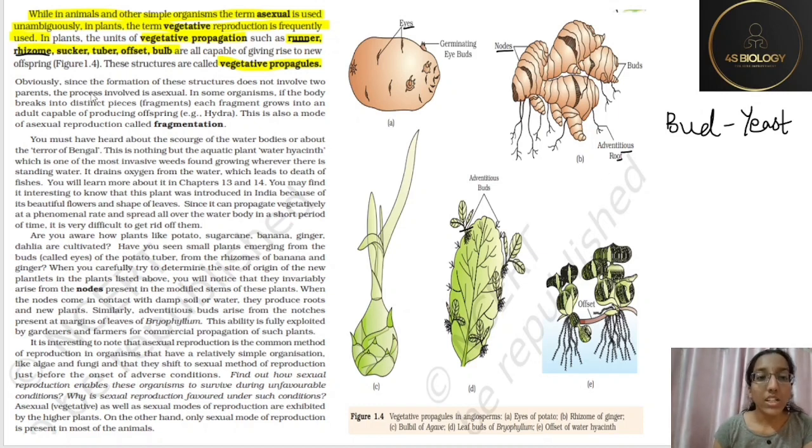Next, moving on. Obviously, since the formation of these structures does not involve two parents, as you know, it is asexual. The process involved is asexual. In some organisms, if the body breaks into distinct pieces, fragments, each fragment grows into an adult capable of producing offspring. Example in Hydra. Hydra breaks down into different fragments. One fragment also is capable of becoming an adult. So it is called offspring. So this mode is called fragmentation.